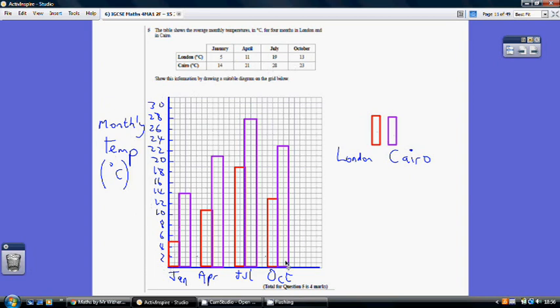And then along the bottom, I've just spread it out nicely. So I've just chosen to make each bar 2 squares wide. Then I've left a gap between my January, my April, my July and my October. So for example, for January then, for London, which I've done in red, I've gone up 5 squares, so we've gone up to 5. And January for Cairo, so still in January, but Cairo in purple, I've gone up to 14. So we've got sort of pairs of bars, so it's a dual bar chart. We've got a London and a Cairo for both January, April, July and October.